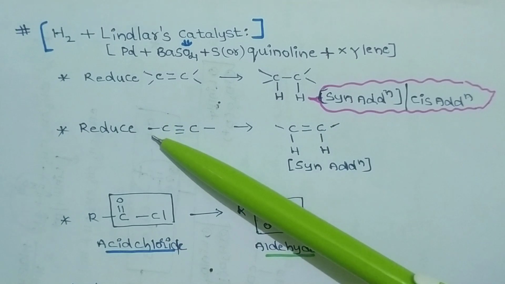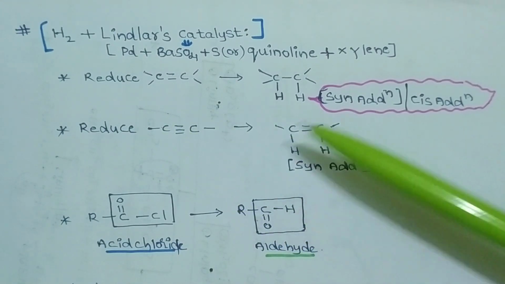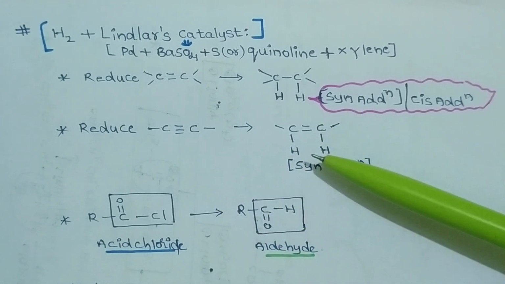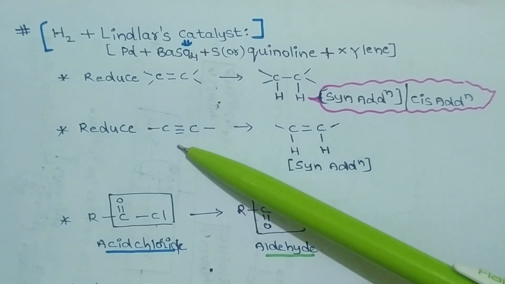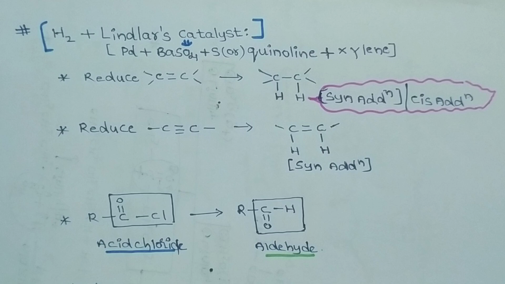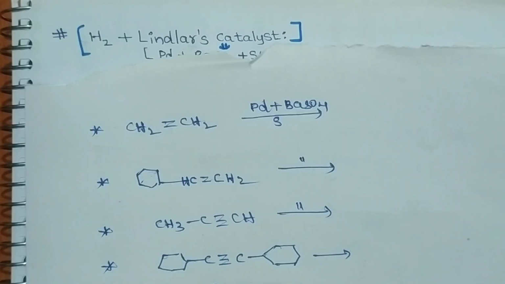Next, it also reduces a carbon-carbon triple bond into a carbon-carbon double bond. It reduces the triple bond into a double bond only, and the addition of hydrogens is syn addition. Next, this Lindlar's catalyst converts acid chlorides to aldehydes. All these are called reduction reactions. Now we are taking some examples. How to solve these questions?